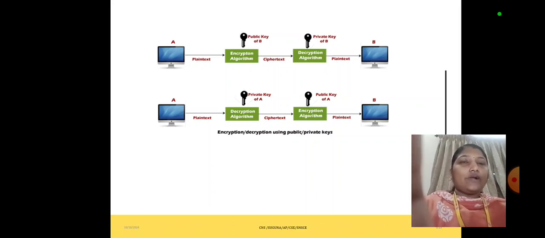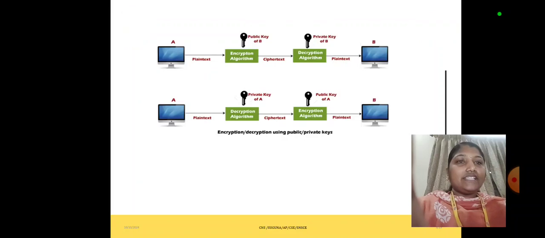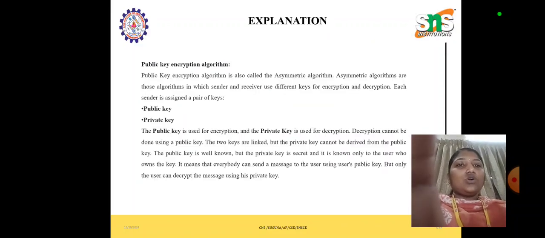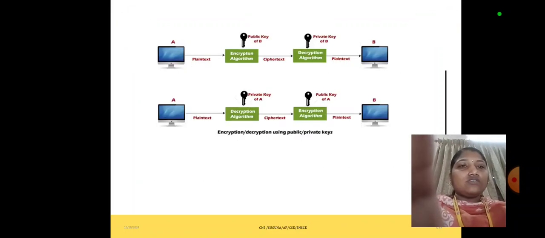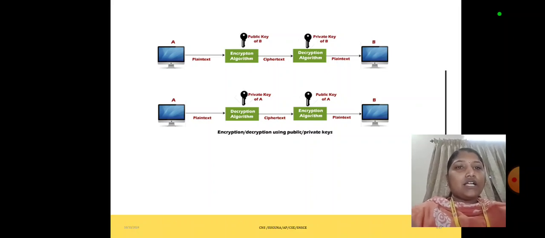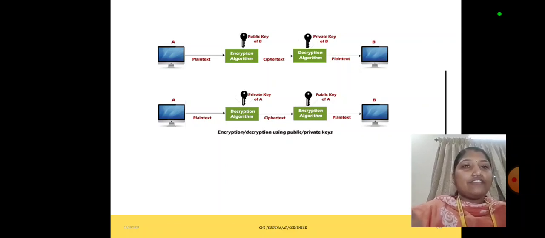RSA provides both encryption and digital signatures. And this is the process of the RSA algorithm. Look at this diagram. Here, for a plain text, we are using an encryption algorithm. When we want to send a message between A and B, first the encryption is done with the public key of B. We generate a cipher text, and the decryption is done with the private key of B. We are not using the keys of A.